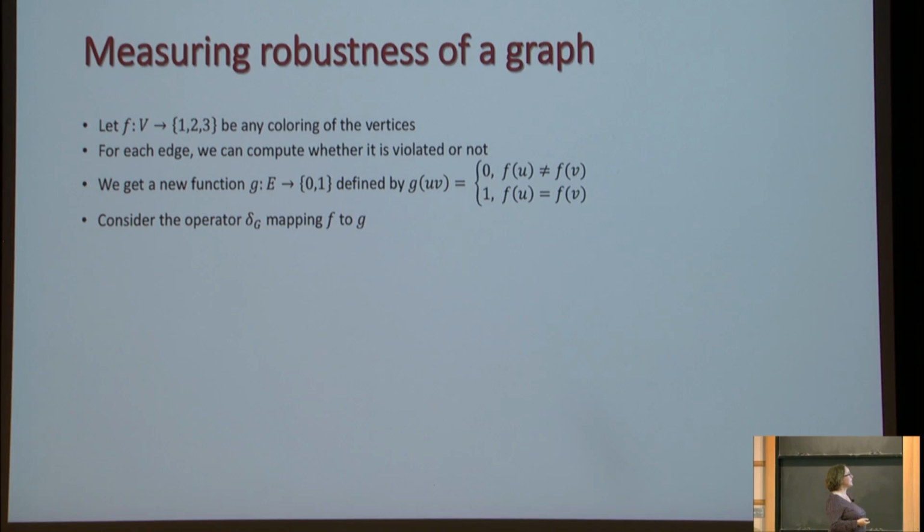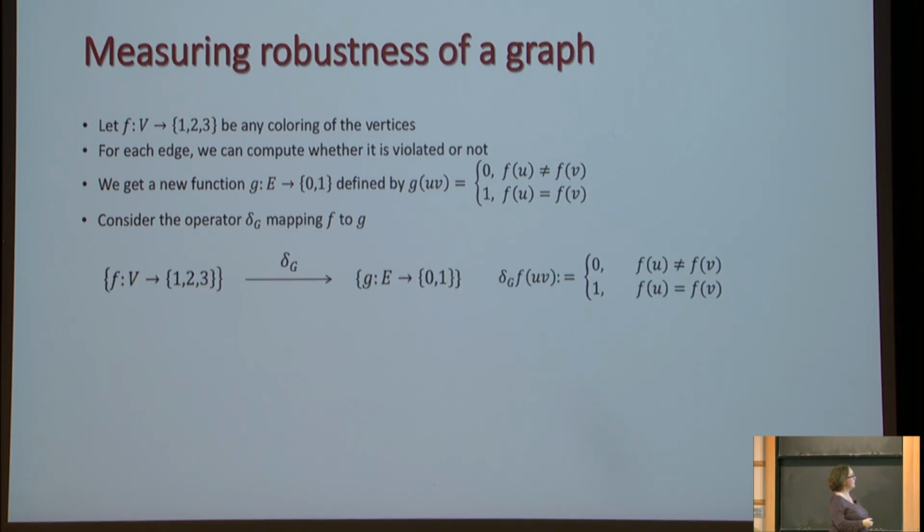In fact, what we have here is an operator that takes a three-coloring into a function on the edges. Okay, so take all possible vertex colorings into a bunch of functions on the edges, and the operator is defined like we said. For every edge, you put a 1 only if the colors are problematic. Now, by definition, delta of f is 0 on all the edges if and only if f is a three-coloring. Okay, so if you're 0 everywhere, this is equivalent to being a perfect coloring.